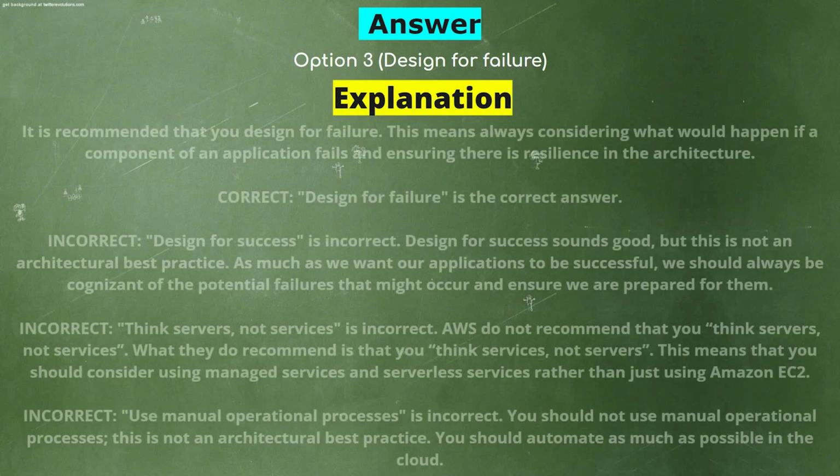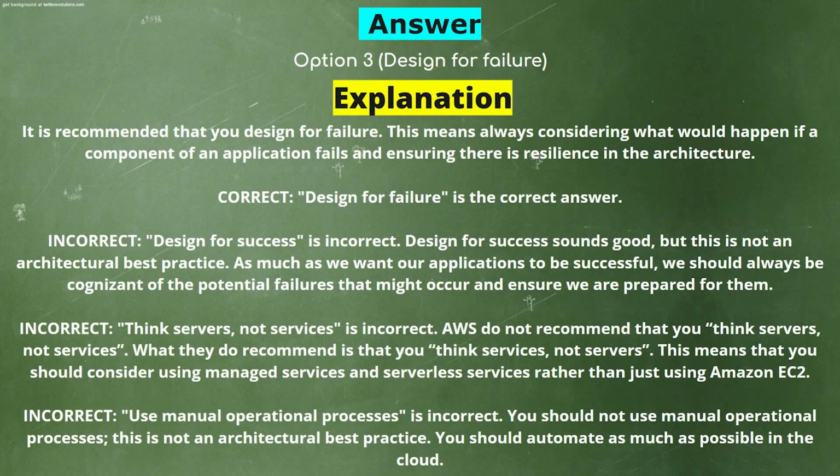Explanation: it is recommended that you design for failure. This means always considering what would happen if a component of an application fails and ensuring there is resilience in the architecture. Design for failure is the correct answer. Design for success is incorrect. Design for success sounds good, but this is not an architectural best practice. As much as we want our applications to be successful, we should always be cognizant of the potential failures that might occur and ensure we are prepared for them.